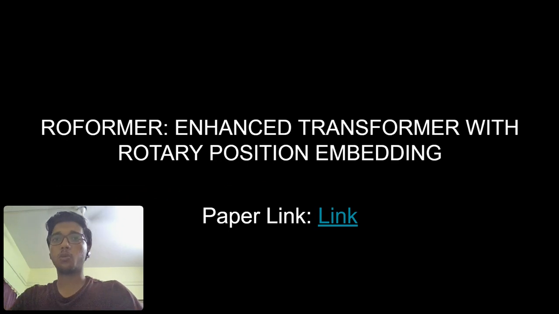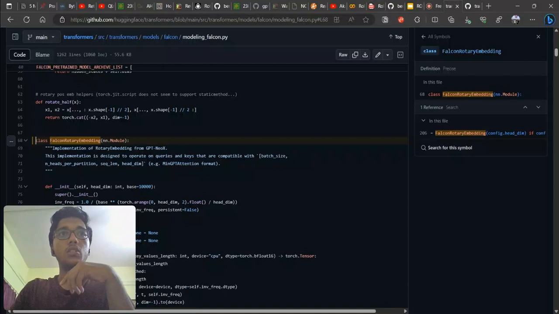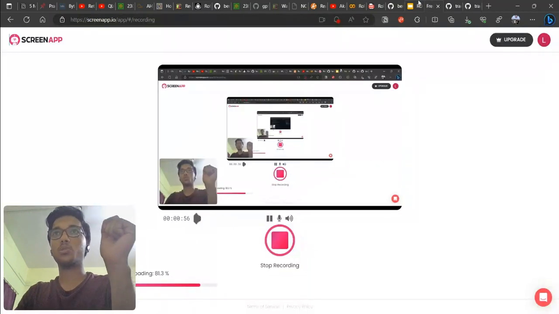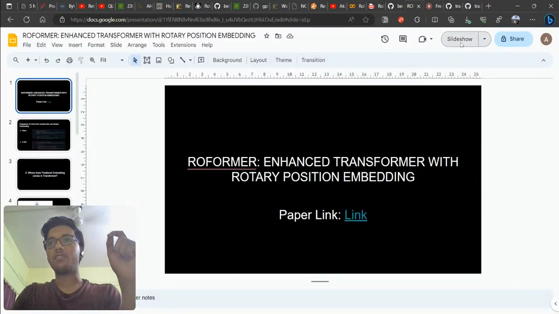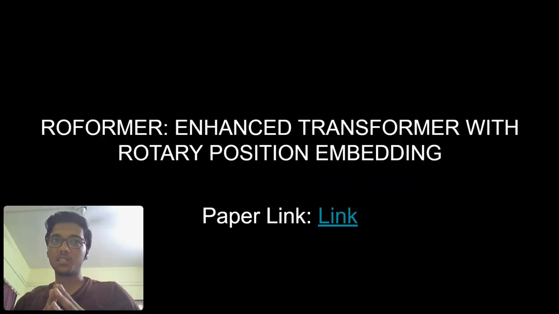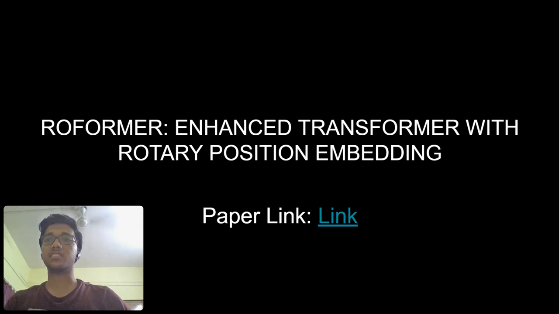And when we explore the code base of them, as an example, this is Falcon, we see that there is a rotary position embedding, and similar is the case with Llama as well. So that's why I thought let's get into a deep dive of what this rotary position embedding actually is and where it comes from.